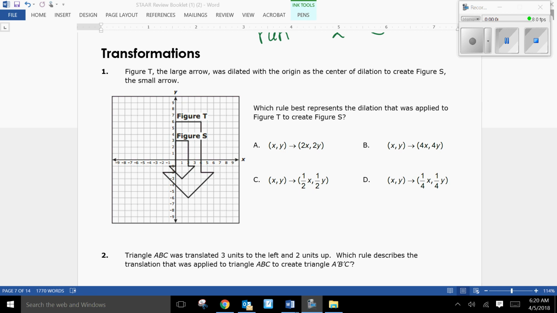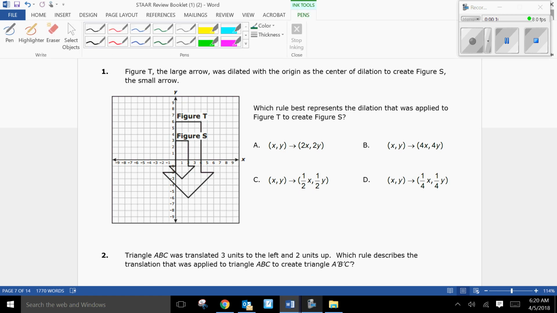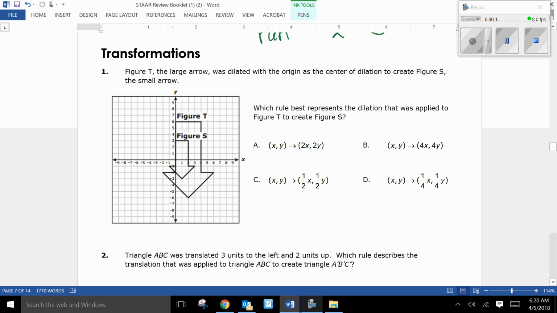Okay, transformations. Figure T, the large arrow, was dilated with the origin as the center of dilation to create figure S, the small arrow. Which rule best represents the dilation that was applied to figure T to create figure S? Okay, so I can see that it is a reduction. So that means my scale factor needs to be less than 1. So I can get rid of A, and I can get rid of B.